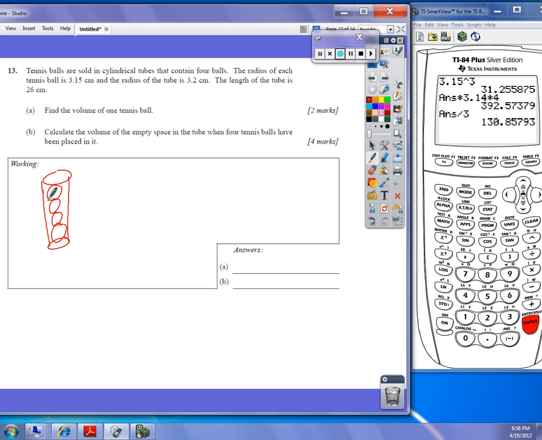And they asked me to calculate in part A the volume of 1 tennis ball. So I've got the volume of a sphere is 4/3 times pi times the radius, which is 3.15 cubed, and that gives me 130.86. I'm going to write down to 3 significant digits my final answer of 131 centimeters cubed.